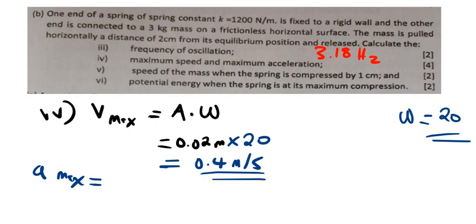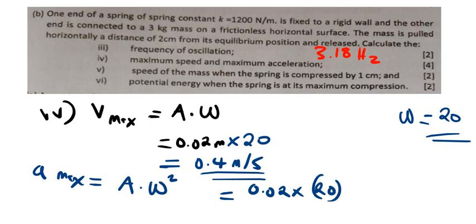In this case it is the same formula, amplitude multiplied by the angular frequency squared. That is the only difference. So in this case, amplitude is 0.02 multiplied by our angular frequency, which is 20, and this is squared. So 20 squared is 400. 400 multiplied by 0.02, what do I get? I'm getting 8. This will be meters per square second. That will be the acceleration.